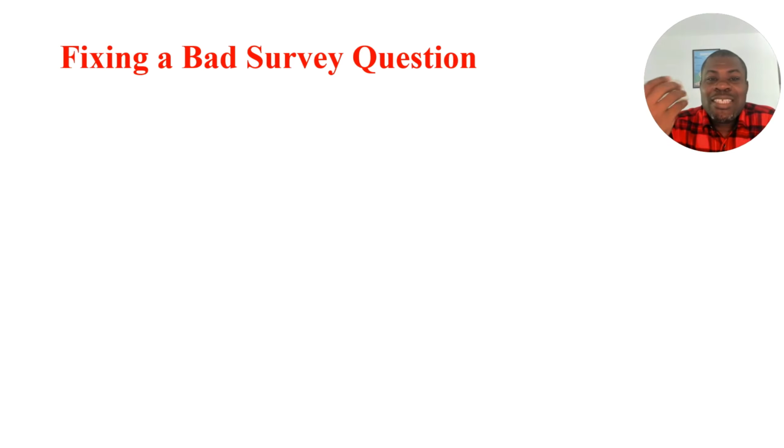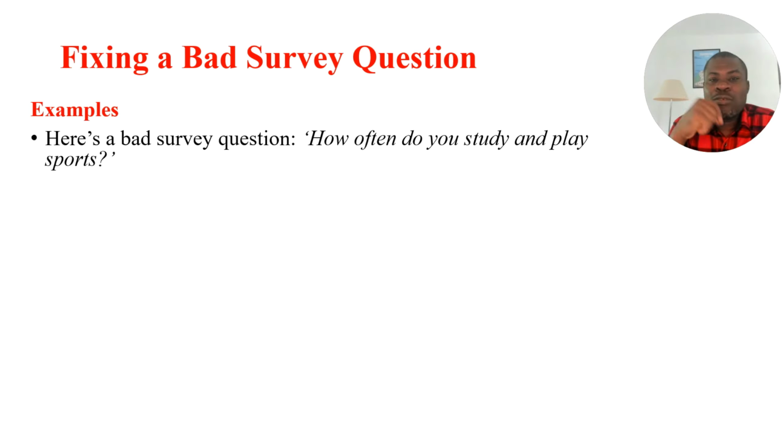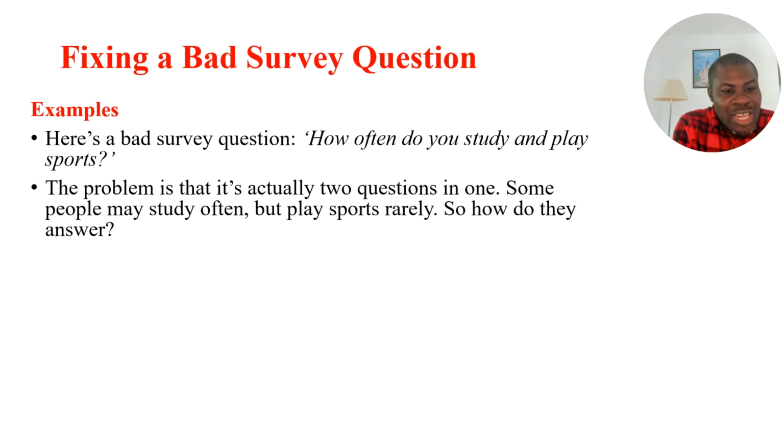Now, let us look at how to fix a bad survey question. Here is an example of a bad question: "How often do you study and play sports?" This asks people two questions at the same time. So let us analyze the question. The problem is that it is actually two questions in one. Some people may study often but play sports rarely. So how do they answer? Someone like me who hardly plays sports but reads a lot, how am I going to answer these two things together?